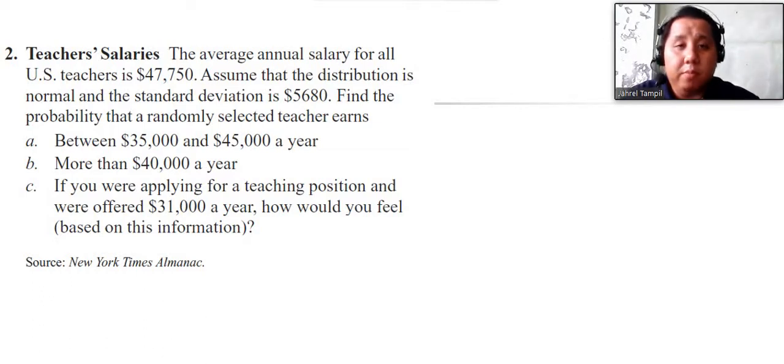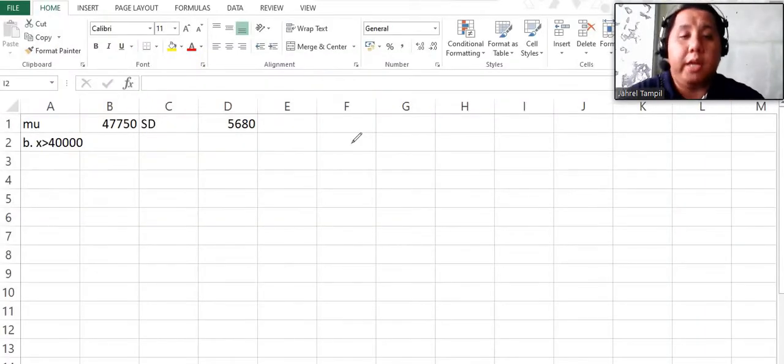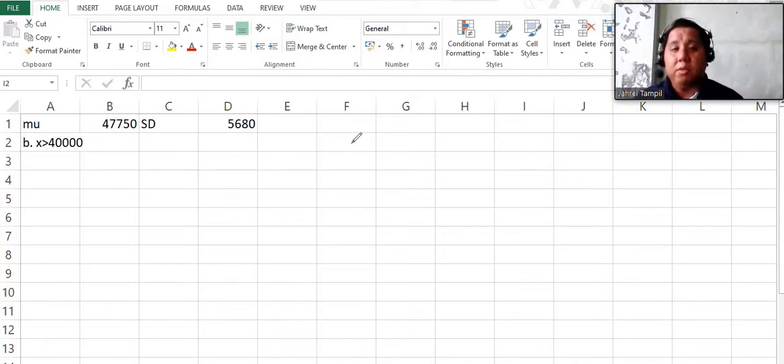So in this problem on the teacher's salary, we will now look for the probability that the salary is more than, not anymore in between, but more than 40,000. So here we are in Excel. But before we actually go to the computation in Excel, we first have to analyze how we do it if we're looking for a probability more than a specific data value.